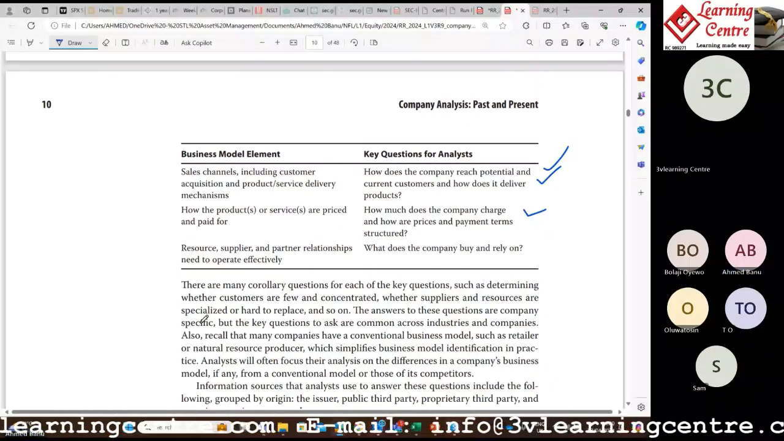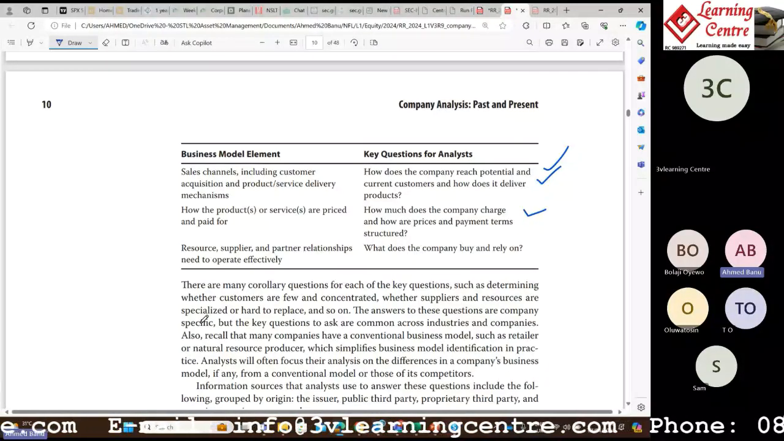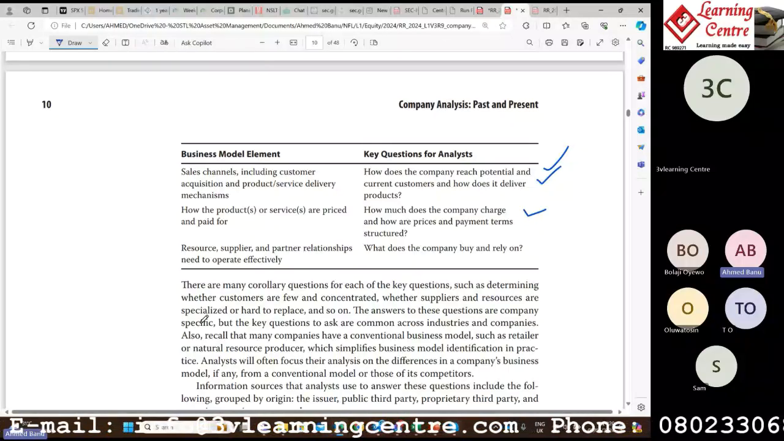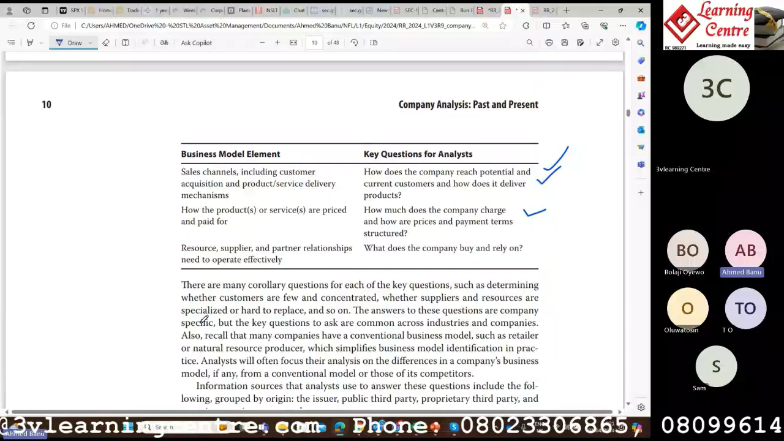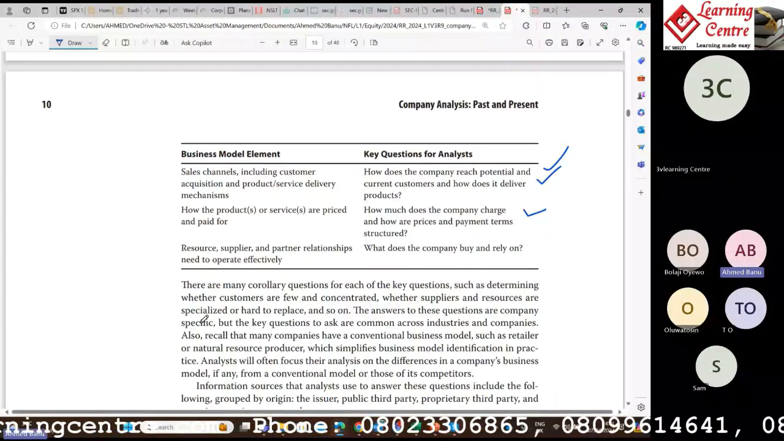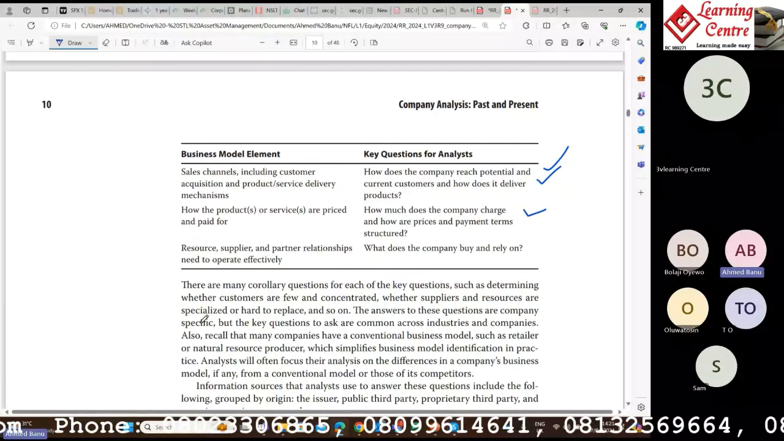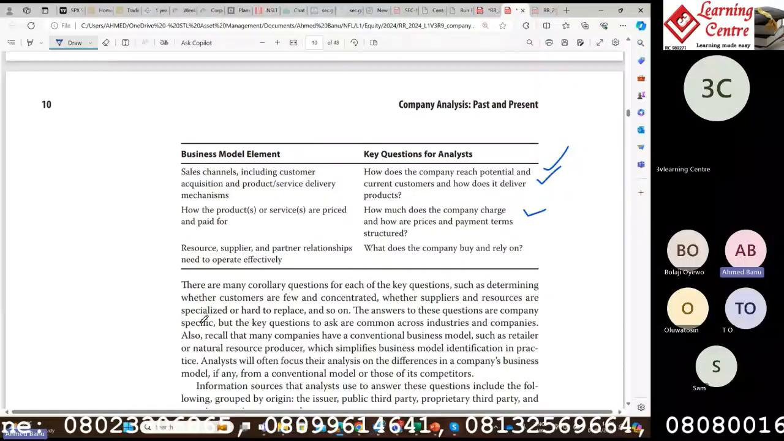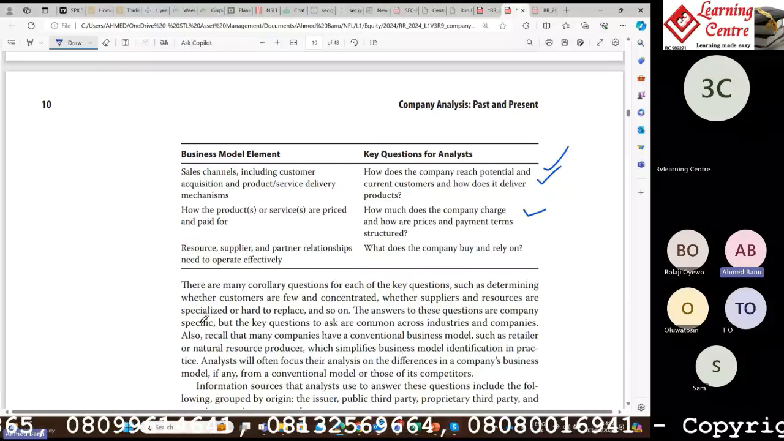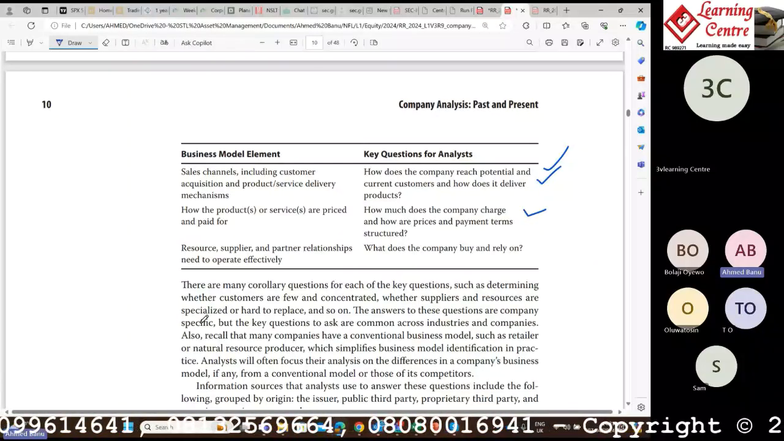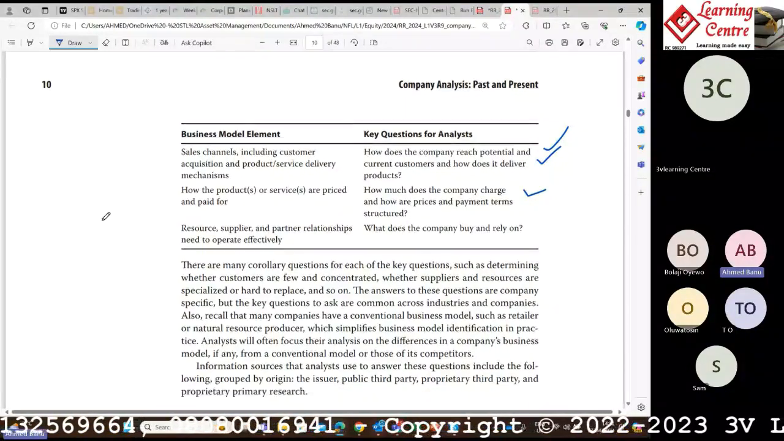So, like I said, how do you reach your clients? What's your sales channel? How do you deliver? What's your product and service delivery mechanism? Yeah. Then how are the services and products priced? And what are they priced for? Yeah. Then who are your suppliers? Who are your partners? Where do you get your raw materials from? Where do you get your sources, your resources for the business? Where do you get it from? So those are the things that form your business.